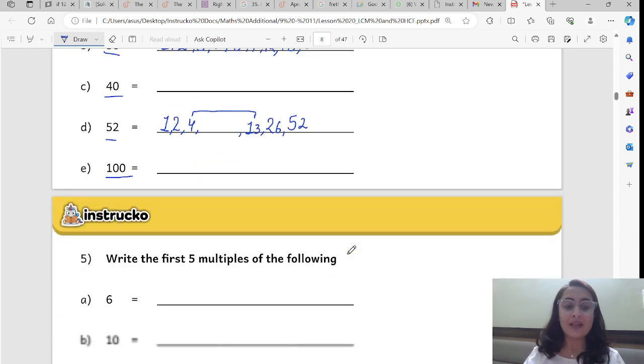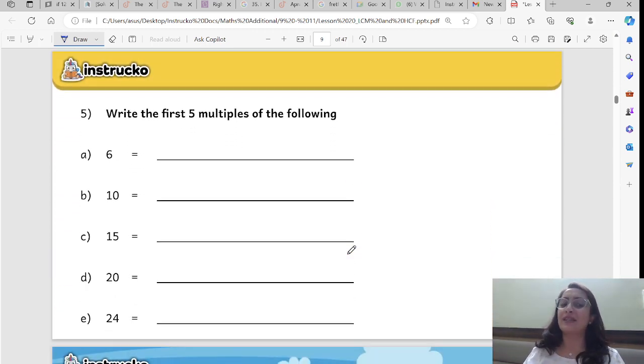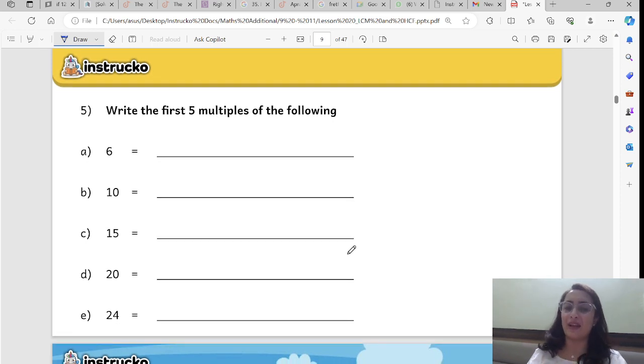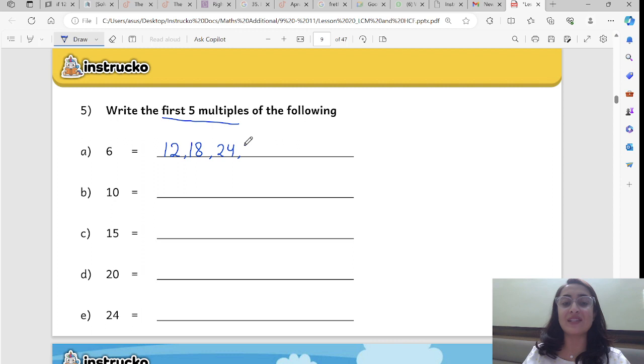Now, let's see how to write the multiples. Multiples is actually very easy. It is saying only to write the first 5 multiples. Since 6 is already here, I will start with 12. So, multiples of 6 are the numbers that come in 6's table, right? So, 6 twos are 12, 6 threes are 18, 6 fours are 24, 6 fives are 30, and 6 sixes are 36. These are the first 5 multiples of 6.